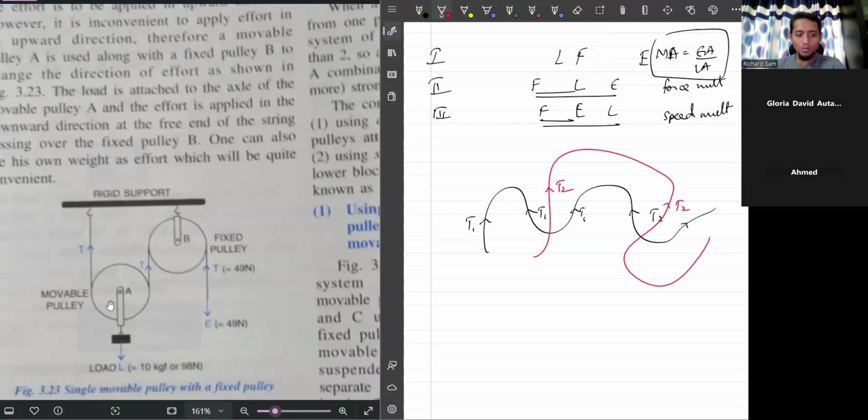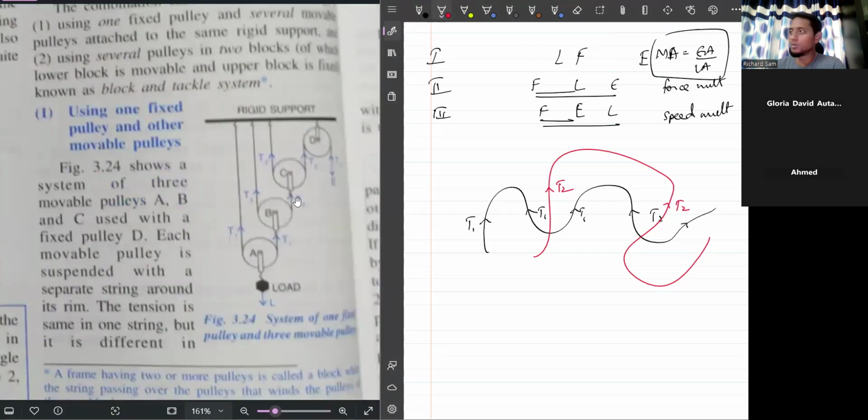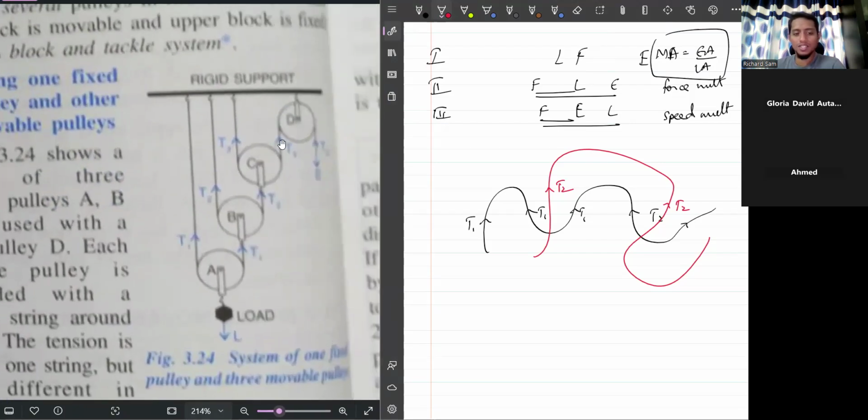Now, instead of using one movable pulley, they use multiple movable pulleys. Here there are 3 movable pulleys and 1 fixed pulley. In this system, the velocity ratio will be 2 raised to n, where n is the number of movable pulleys. So here it is 2 to the power 3, which is 8, which means you should be able to lift 8 times the load. See how it's multiplying the force by 8 times.